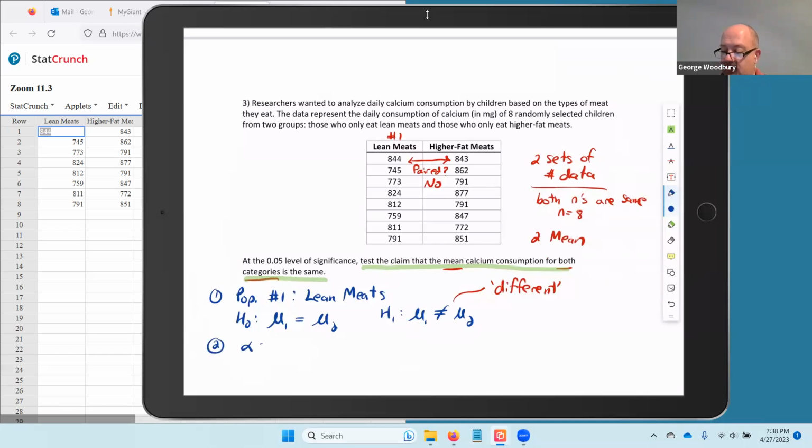Level of significance given as 0.05. This looks like a two mean test, but there are lots of conditions to check this time.